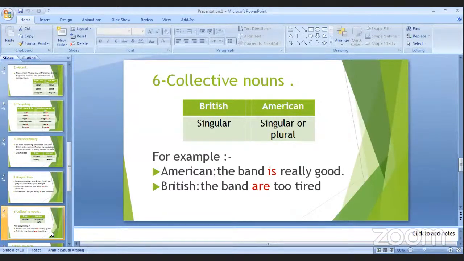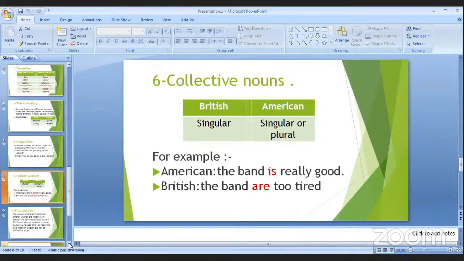Yes, for example, in American English, the band is really good, but in British English, the band are too tired.